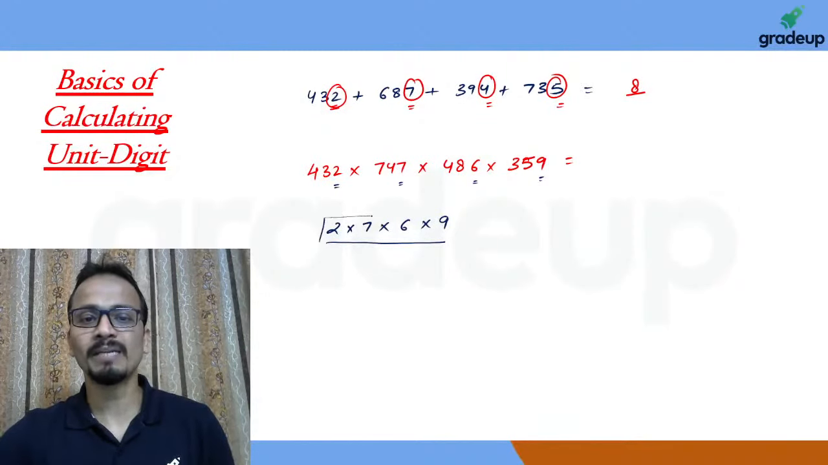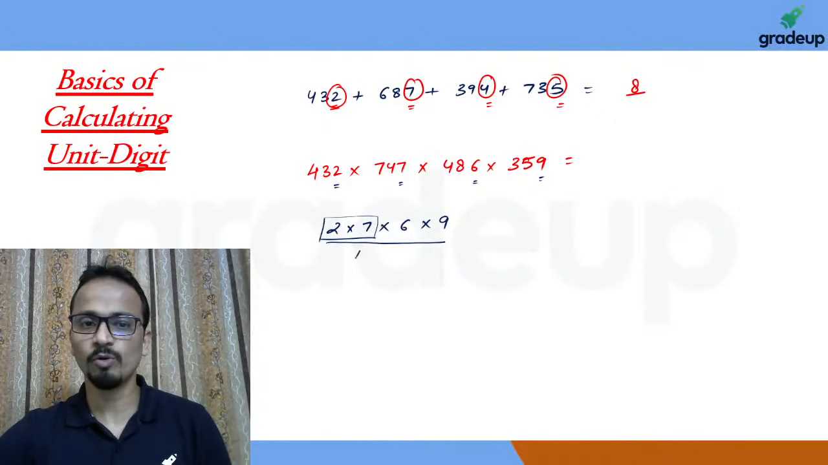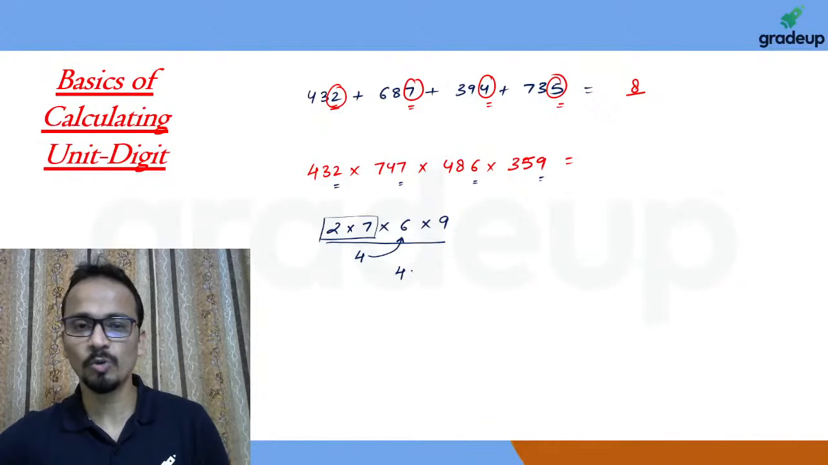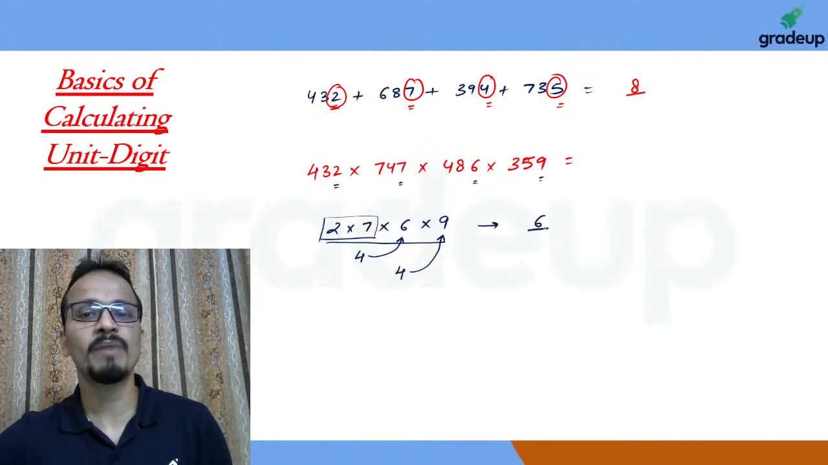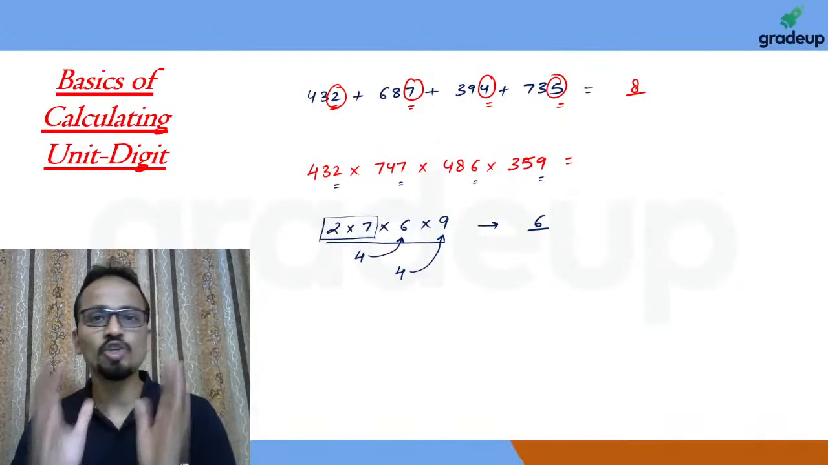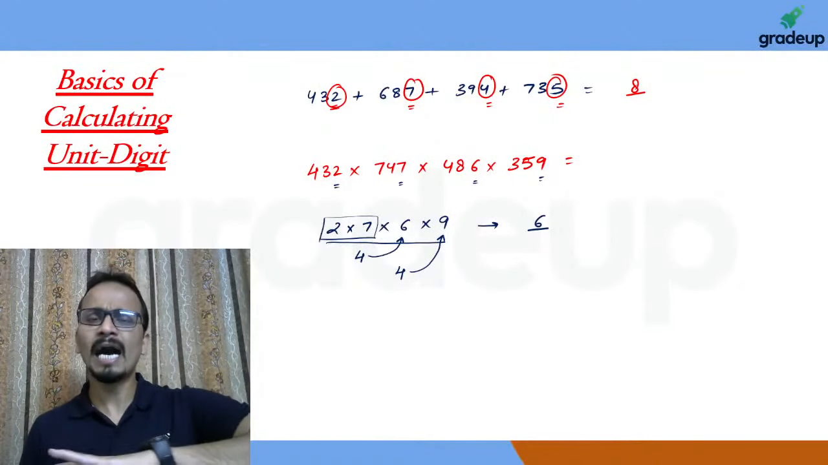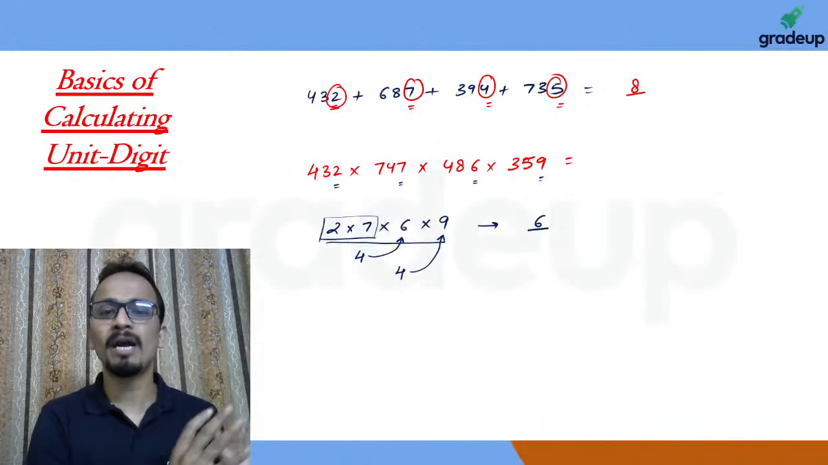So 2 multiplied by 7 is 14. Just keep 4, the unit digit of 14. So 4 now multiplied by 6 will give you 24, and again I'll consider the unit digit only. Now again, 4 multiplied by 9 is 36, and hence the unit digit of my answer will be equal to 6. So every time I'm just keeping the unit digit into consideration and removing the remaining part of the number.